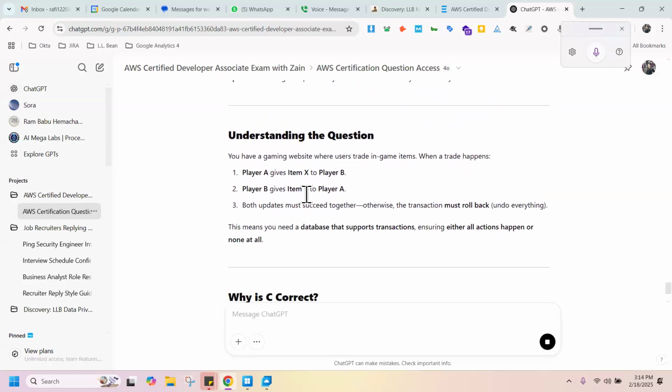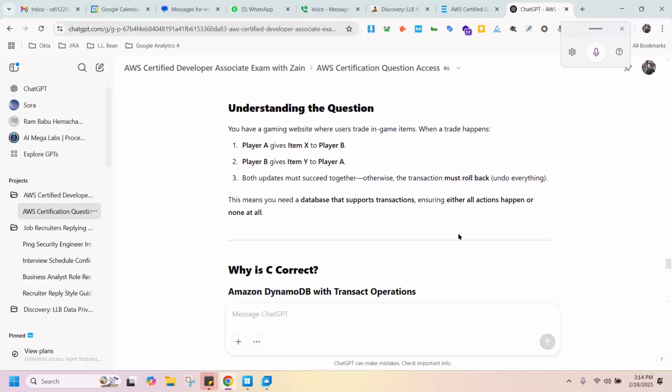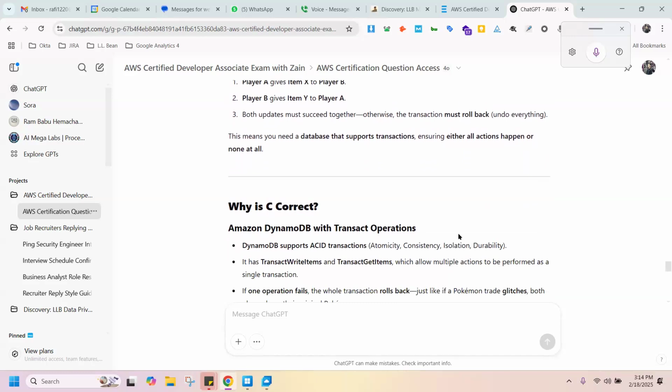Player A gives item X to player B. Player B gives item Y to player A. So both updates, something like trading, must succeed together. Otherwise, the transaction must roll back, which is basically undoing everything. If one of the transactions fails, then both transactions fail, right? This means you'll need a database that supports transactions, ensuring either all actions happen or none at all. Either all the actions are going to happen or none of them, right?